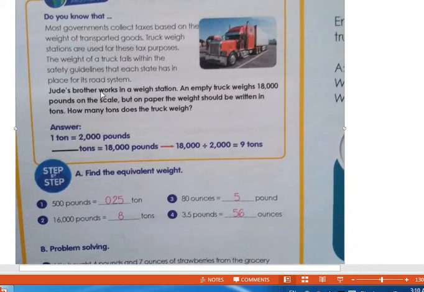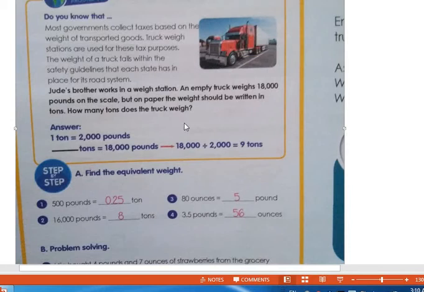Jude's brother works in a weigh station. An empty truck weighs 18,000 pounds on this scale, but on paper the weight should be written in tons. How many tons does that truck weigh? Okay, I want to convert here from pounds to tons. So what should I do?